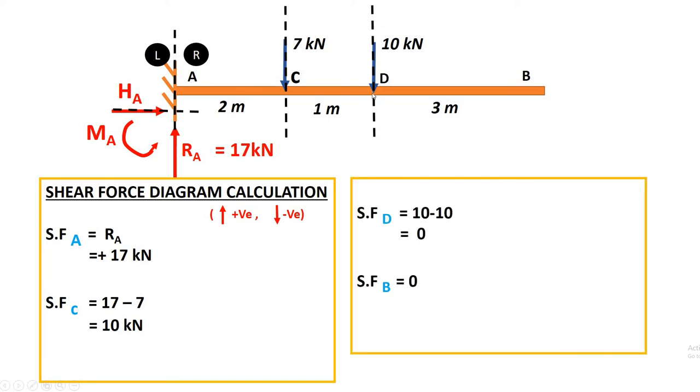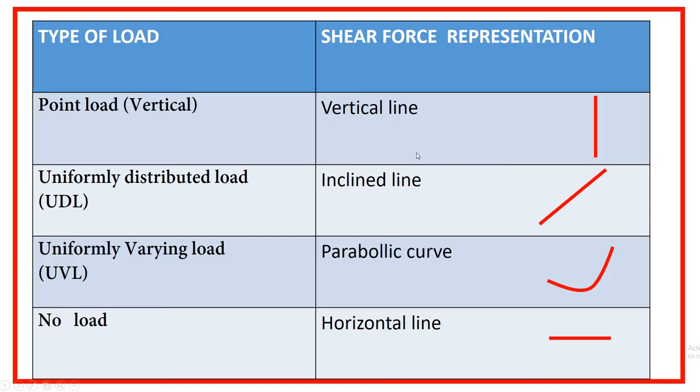Now what about the shear at D? Shear at D is, because we have 10 kilonewton over here, so 10 minus 10 is equal to 0, right? And shear at B is also 0, right? So this is about the shear force diagram calculation. Now we have all values, shear over here, here and here, and let us draw the diagram.